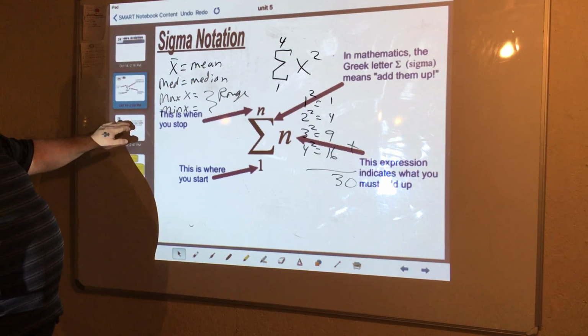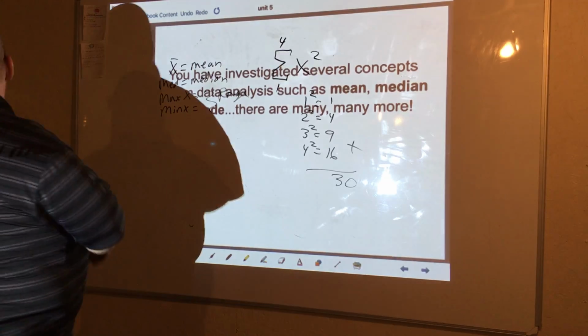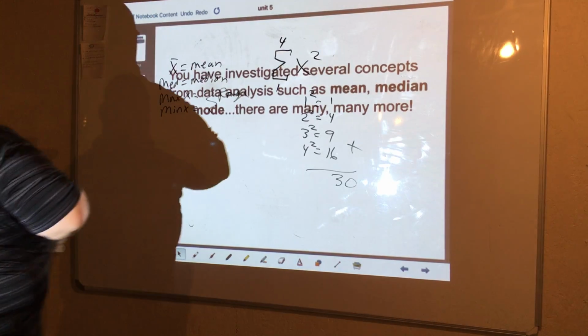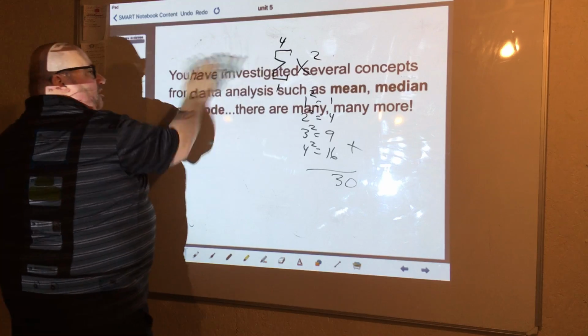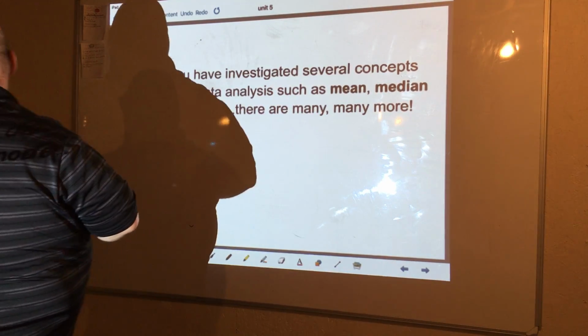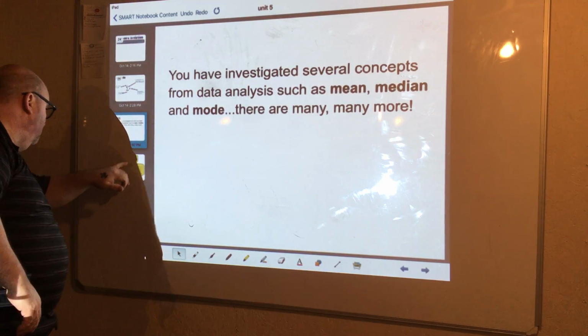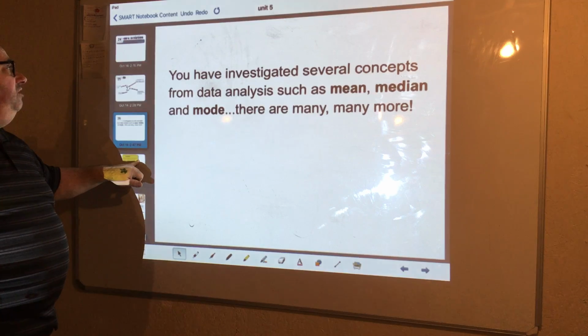Let's go to this next slide. So we talked about mean and median and mode. There's a whole bunch of other information. There was this symbol, which I'm going to show you right here. Let's jump to this next slide.